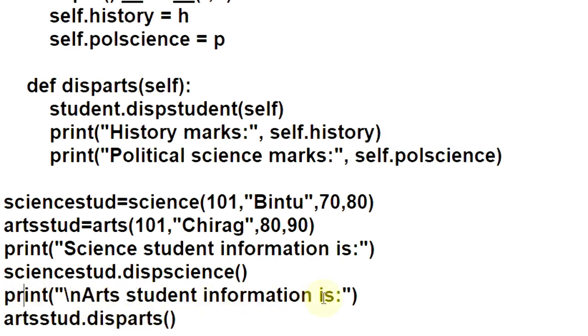Arts student information is, and the disp arts function of the arts class is invoked. Control will jump over here. Here you are invoking the disp student function of the student class, right?